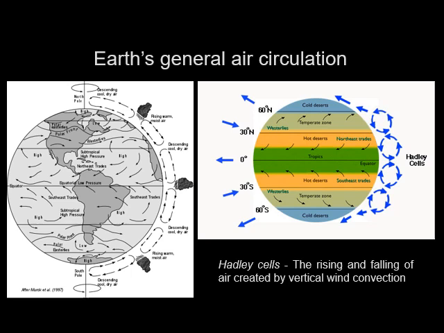Earth's general air circulation: the rising and falling of air, as you can see in this diagram. These are patterns that create vertical wind convection cells called the Hadley cells. Hadley cells are responsible for much of the arid lands that we observe in the north and south of the equator, because all of the warm, moist air is sucked out in this region and redistributed to the north and south.